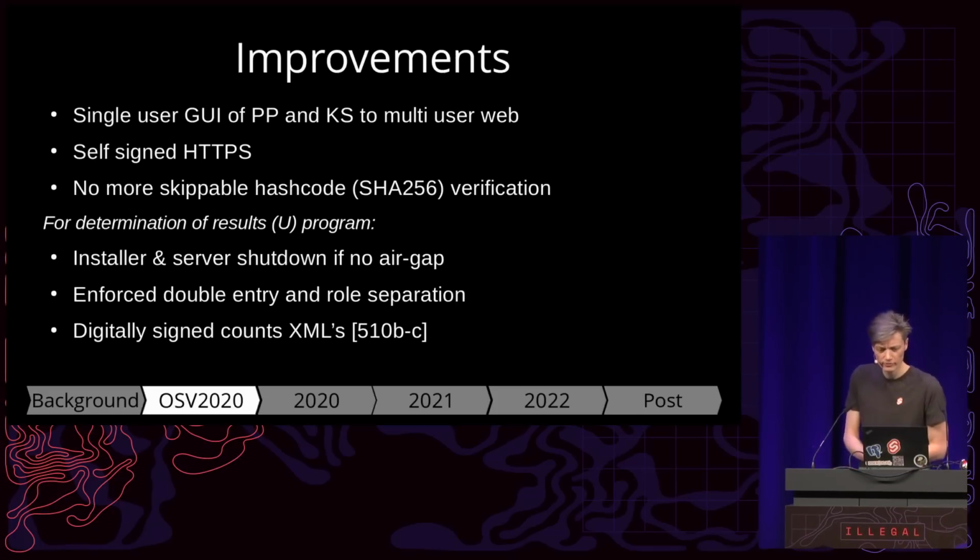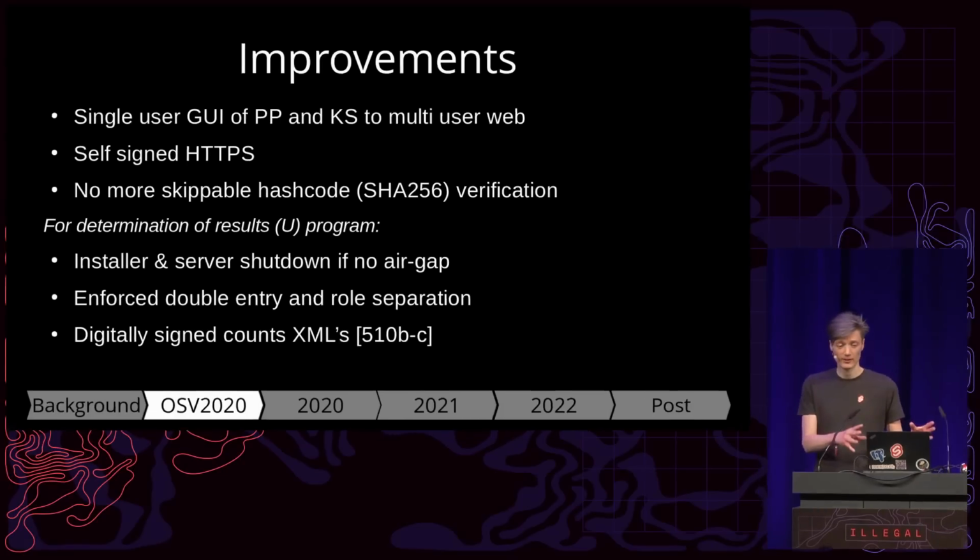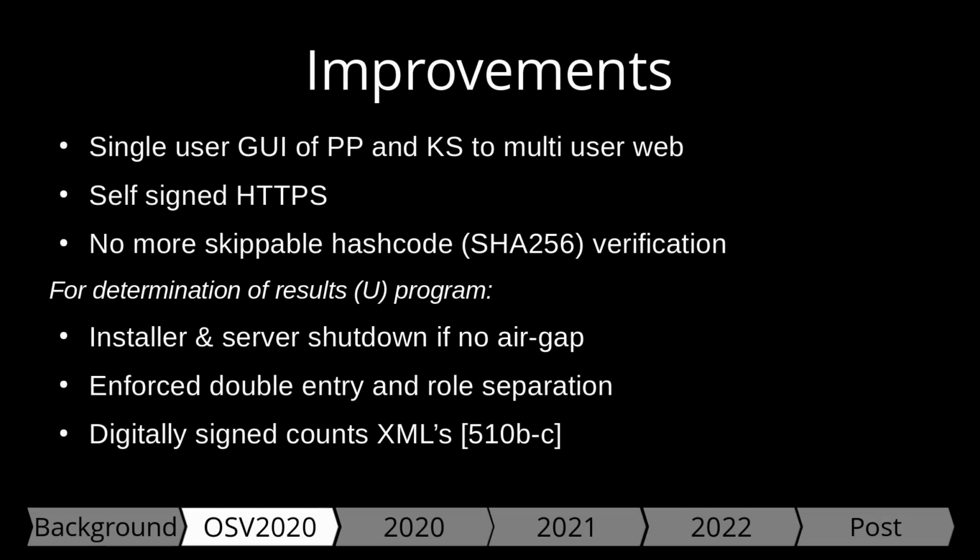So in this new software, some improvements were made over the old software. It used to be a single user GUI, at least 2 parts of the software, and it was changed to a multi-user web system. It used to use only HTTP, now it used self-signed HTTPS, normal skippable hash codes, and instead of SHA-1, it used SHA-2.